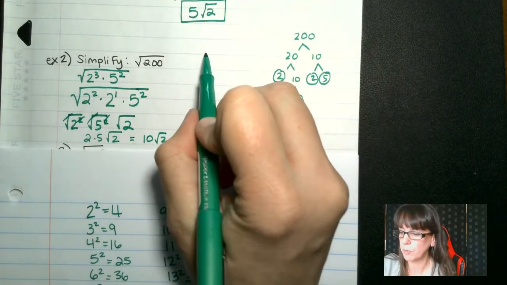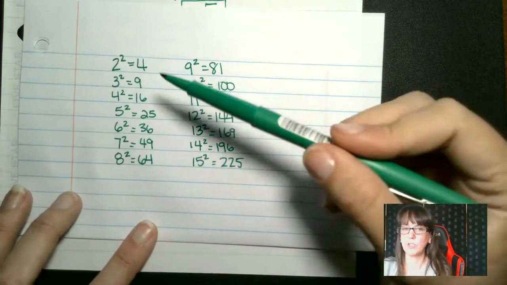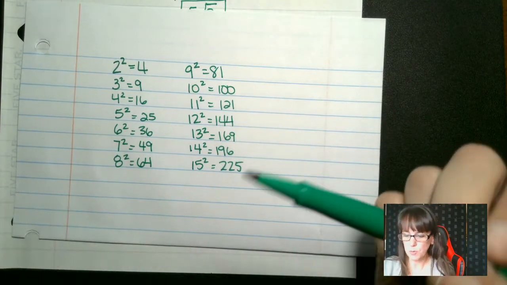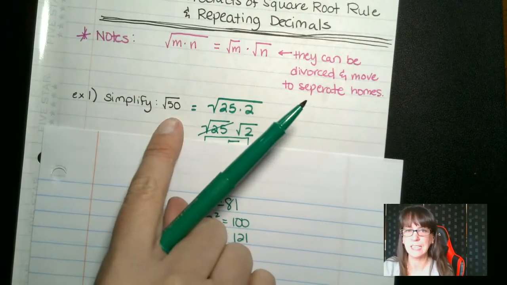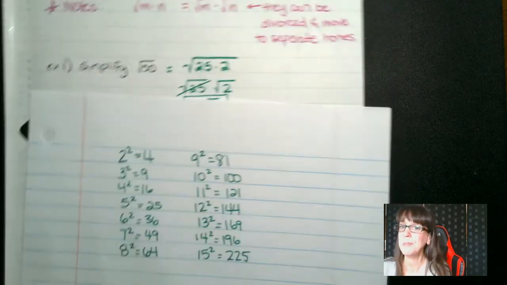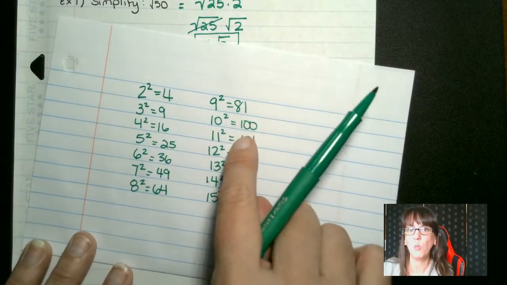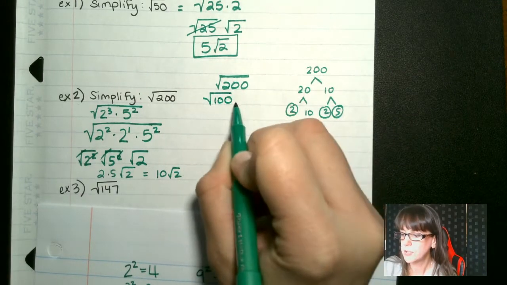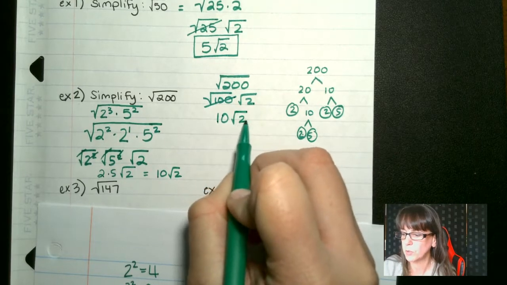The other one is my previous method. Let me rewrite this. So square root of 200, you look for your highest perfect square. So does 4 go into 200? It does, but if we do 200 divided by 4, we're gonna end up with 50. And we already know that 50 has another perfect square hidden in there. So that means we haven't chosen the largest one. So we look at our perfect squares here and we see, oh, 100 is our largest one. 100 times 2. The square root of 100 is 10, so we have 10 root 2.